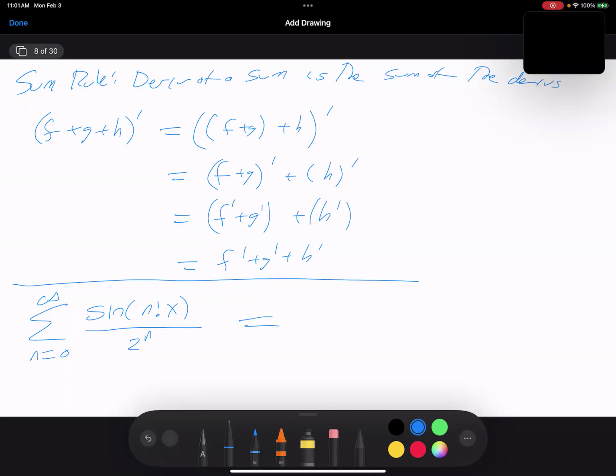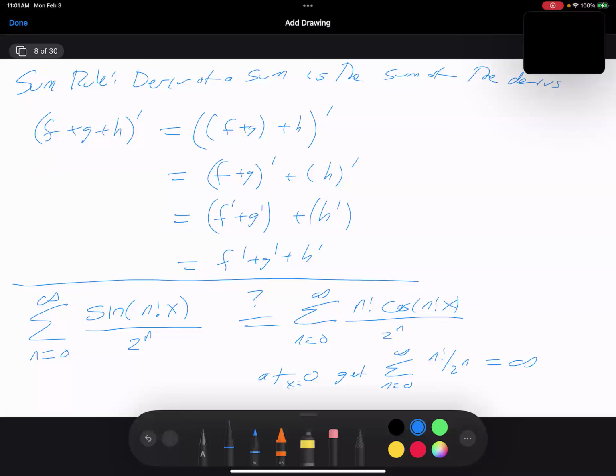So if that's the case, then you would have the sum, n goes from 0 to infinity, of n factorial cosine n factorial x over 2 to the n. At x equals 0, you get the sum, n goes from 0 to infinity, of n factorial over 2 to the n, which is infinity. So you cannot always take the derivative of an infinite sum.